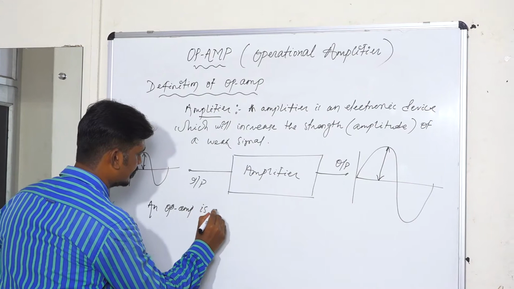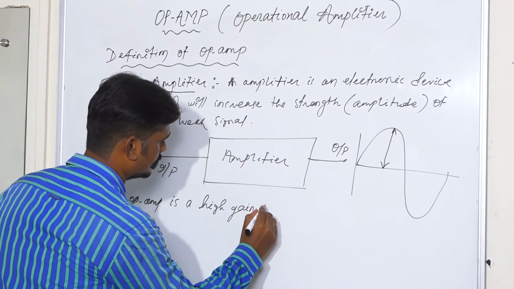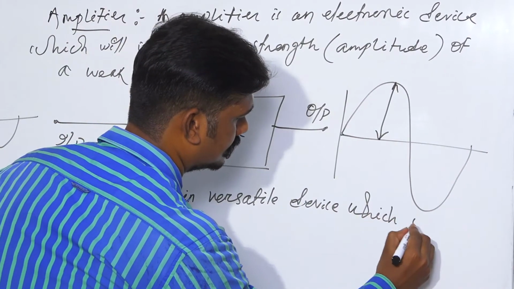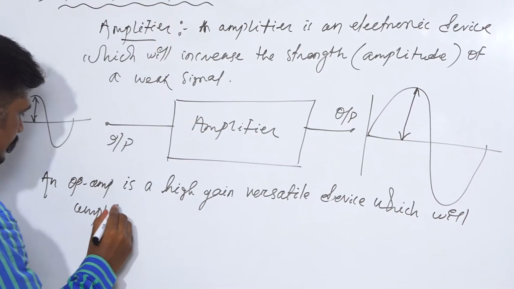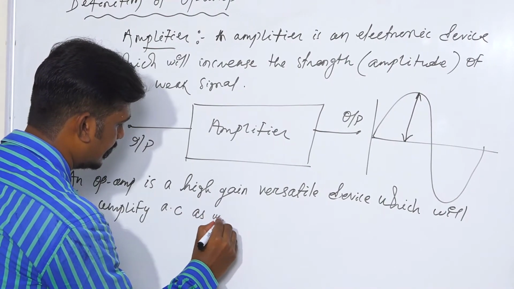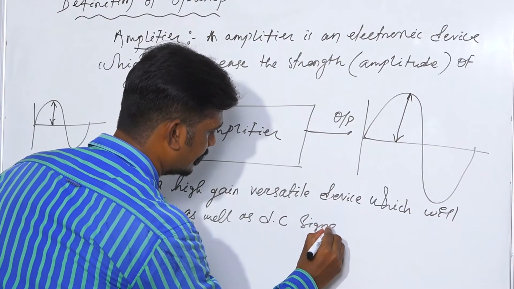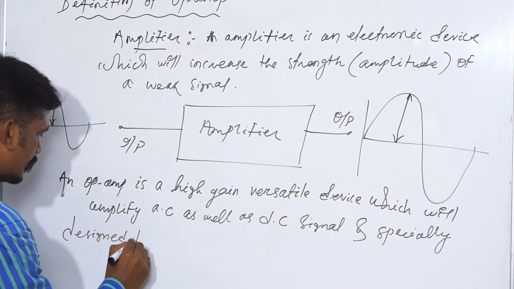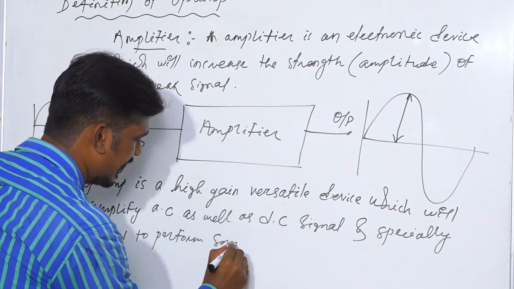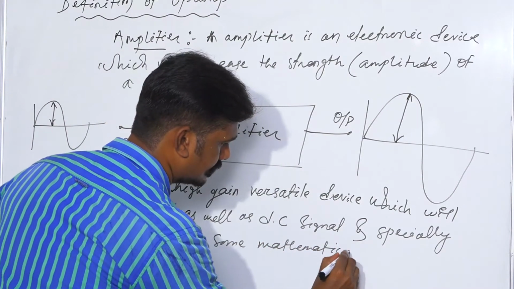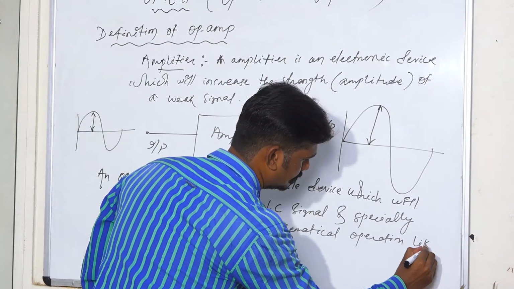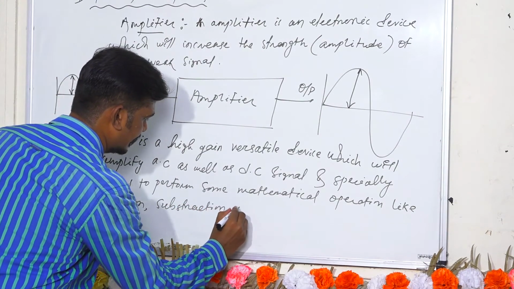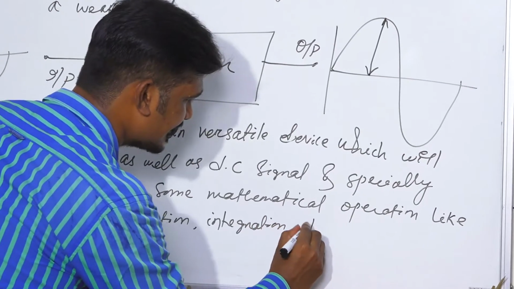An op-amp is a high gain versatile device which will amplify AC as well as DC signal and specially designed to perform some mathematical operation like addition, subtraction, integration, differentiation, etc.